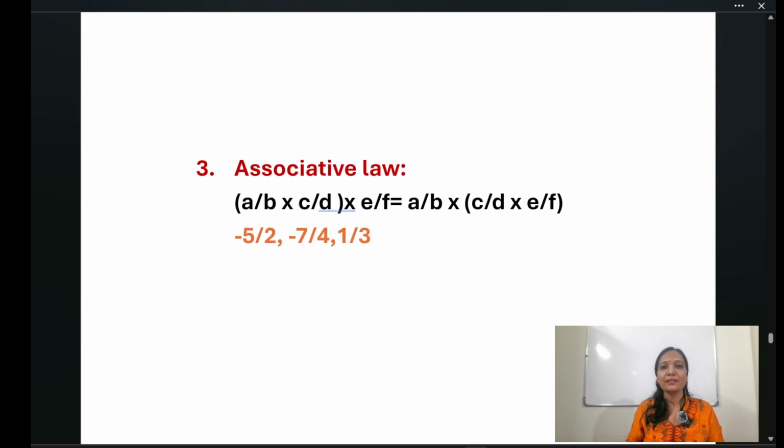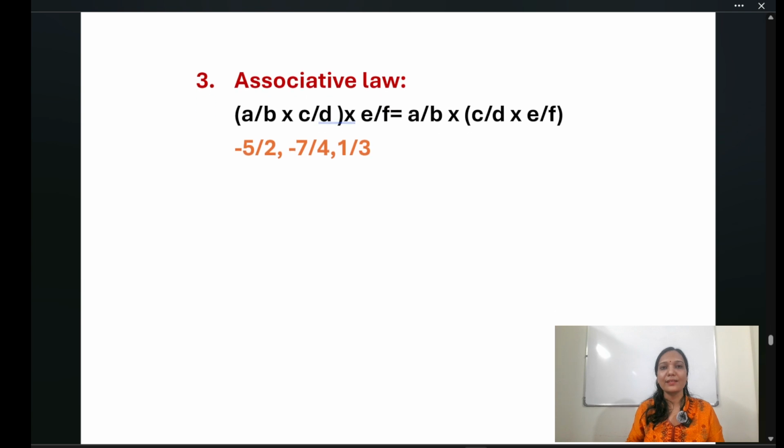Third property is our associative law. What is associative law? a by b into c by d within bracket into e by f is equal to a by b into within bracket c by d into e by f. That means we change the group here. After changing the group also, LHS and RHS value remains same.